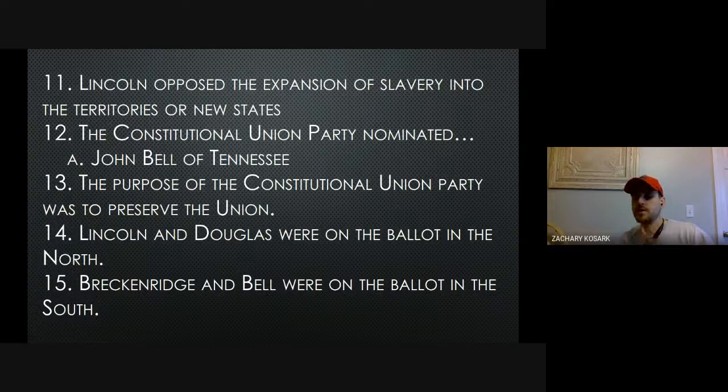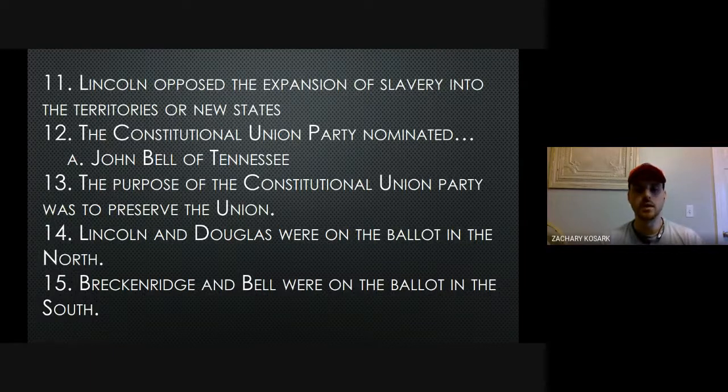A fourth person comes into this presidential campaign, and a fourth party called the Constitutional Union Party. They nominate John Bell of Tennessee, and the Constitutional Union Party was to preserve the Union. They basically want to keep everybody together. It's hard to run on that when you are trying to fight against people that are very polarized, very much on one side or the other. Being kind of in the middle, it's hard to find any voice for yourself.